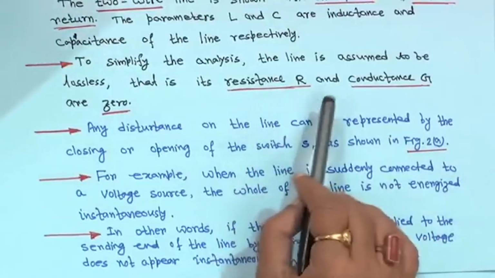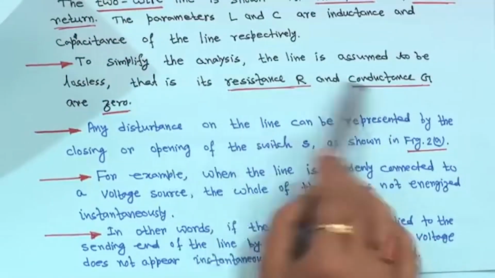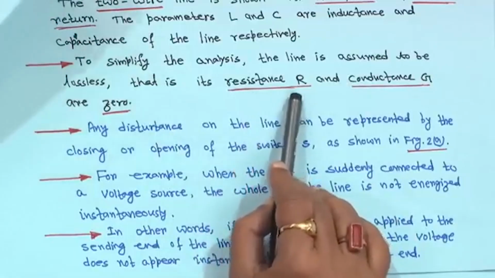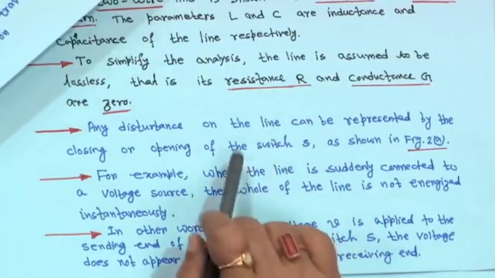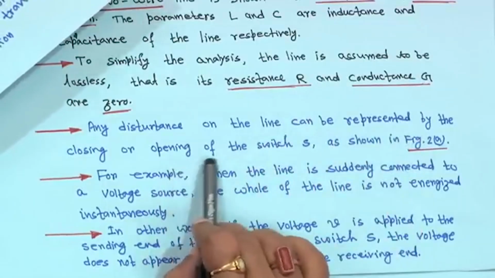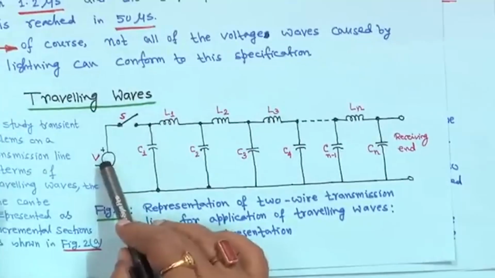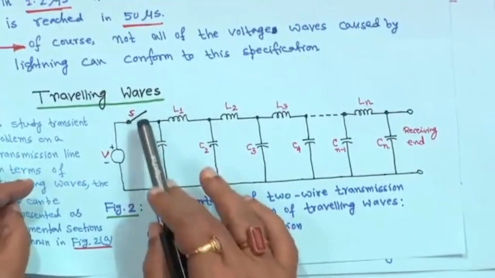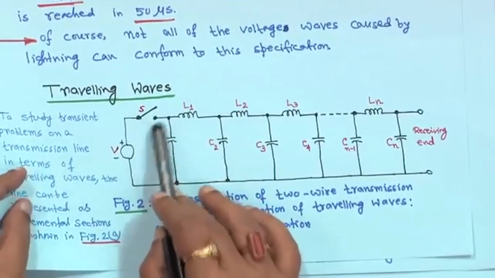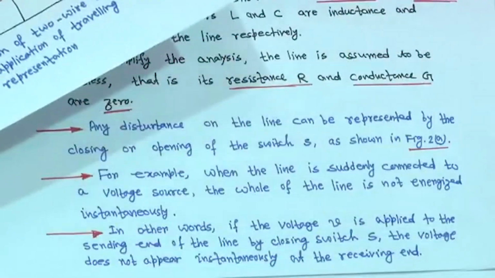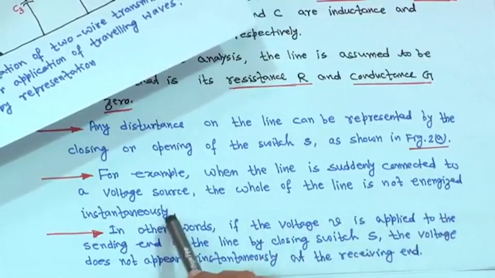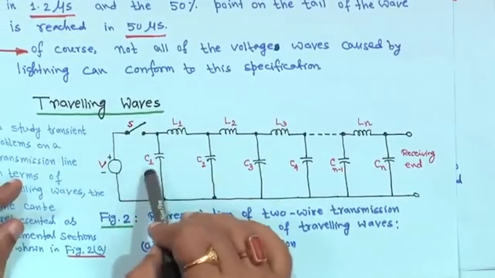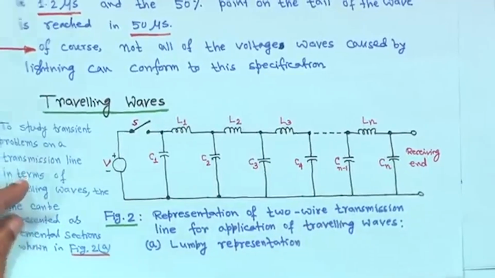To simplify the analysis, we have assumed resistance R and conductance G to be 0, that is, they are neglected, just for the purpose of explanation. Any disturbance on the line can be represented by the closing or opening of the switches as shown in figure 2a. So these are the switches, and closing or opening them will create a disturbance in the line, right. For example, when a line is suddenly connected to a voltage source, the whole of the line is not energized instantaneously. I told you, if you close it, the whole line cannot be charged instantaneously.